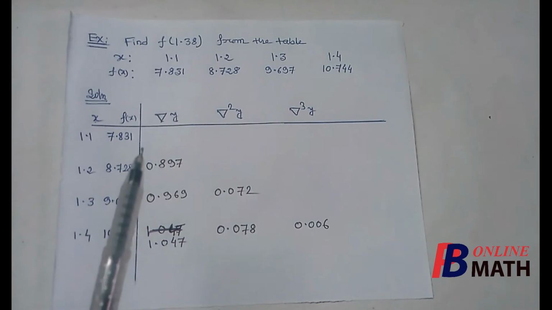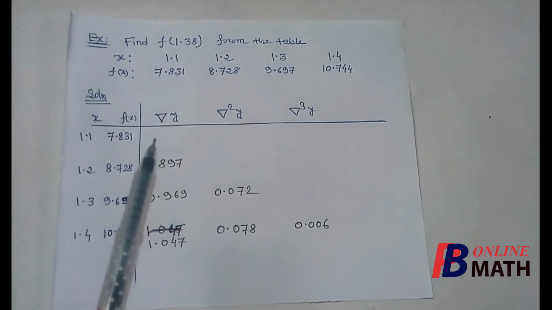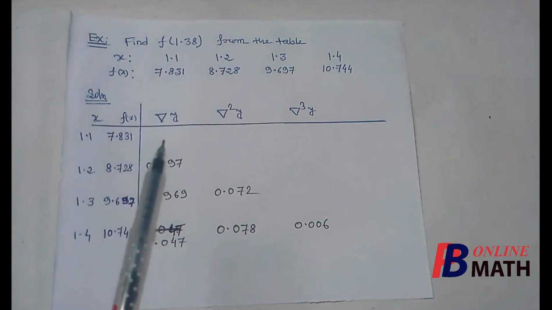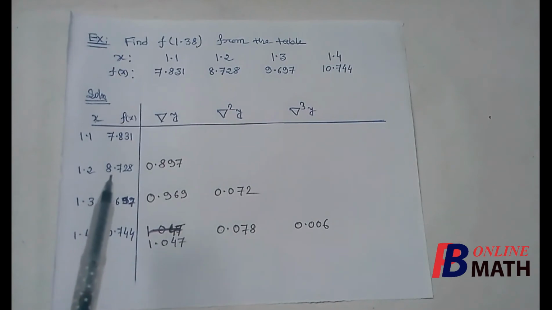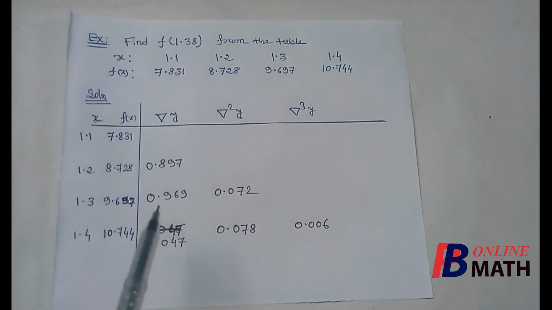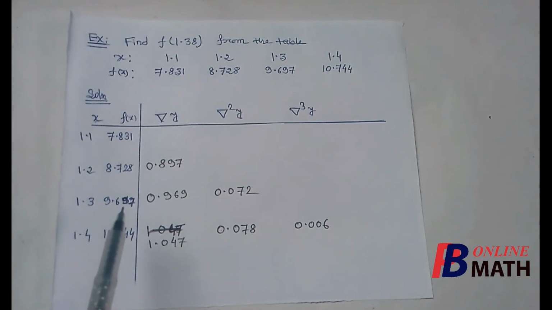We know that the backward difference of y0 is not known, because to find this backward difference we need the previous value. So this is the first backward difference of y1, and this can be found by subtracting the previous value from this value. Similarly, this value can be found by subtracting the previous value from this value. And finally 1.047, this value can be found by subtracting the previous value from this value. So these are the first order backward differences.